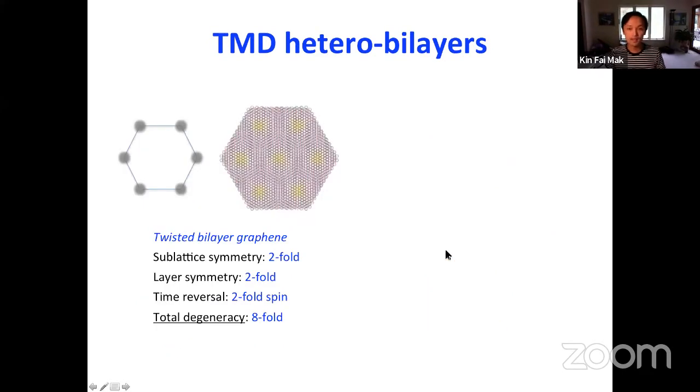Okay, a comparison between twisted bilayer graphene and TMD Moiré superlattices would actually be helpful. In graphene, there is still the sublattice symmetry, right? So there's a 2-fold sublattice symmetry. The two layers are the same, so you have a 2-fold layer symmetry, and also you have time reversal symmetry in the system. As a result, you have a total degeneracy of 8-fold. So it takes 8 electrons to fill the flat band in graphene.